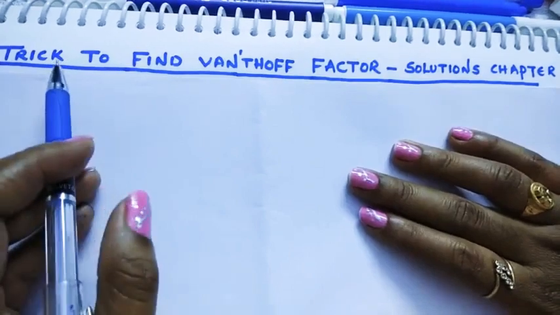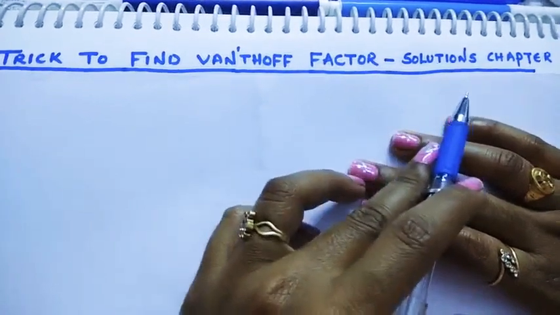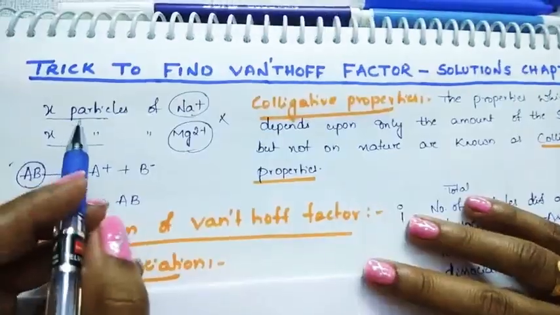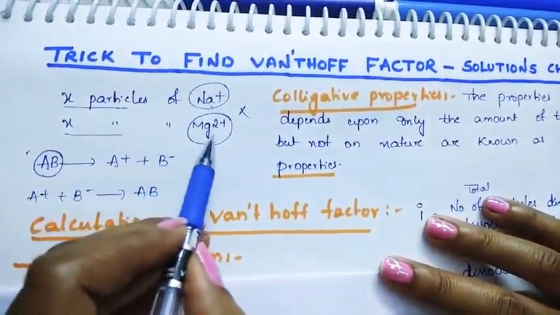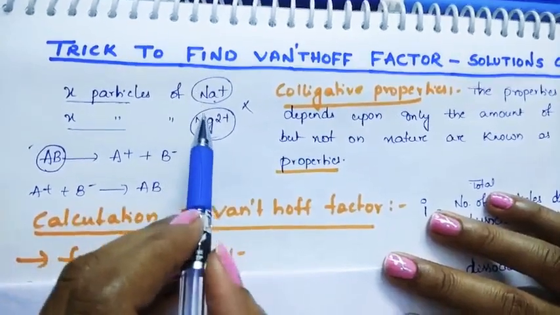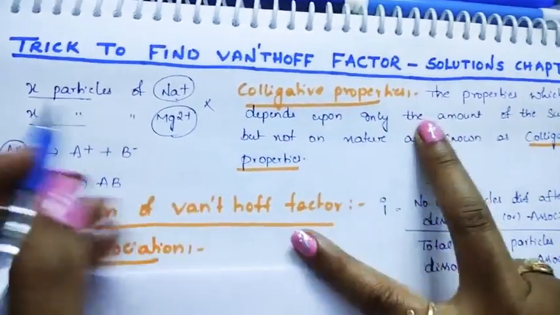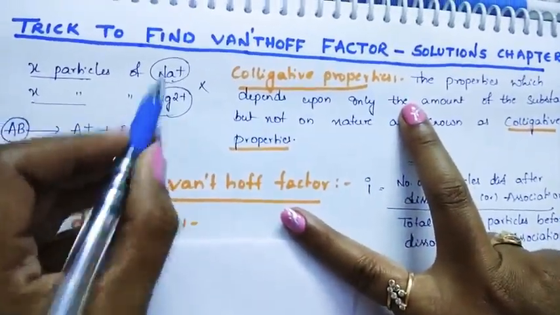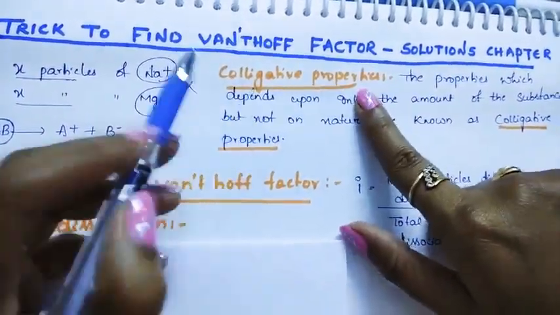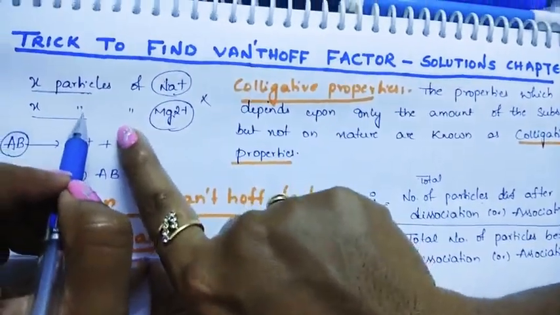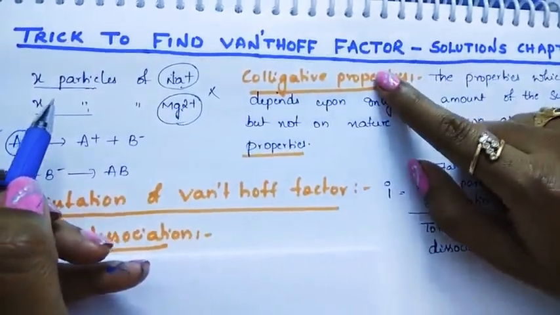Hi students, in today's session I am going to discuss a trick to find Van't Hoff factor from the solutions chapter, class 12 chemistry. Suppose x particles of Na+ and x particles of Mg2+ are present and both have the same properties. See here, the properties which depend only upon the amount of the substance but not on their nature, these kinds of properties we call colligative properties. If the number of particles changes, colligative properties also change. If the number of particles is the same, colligative properties are the same.